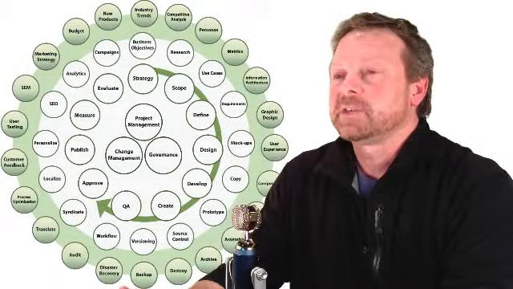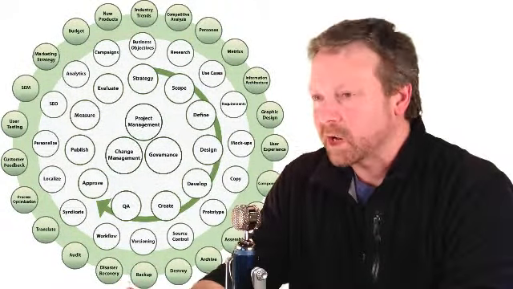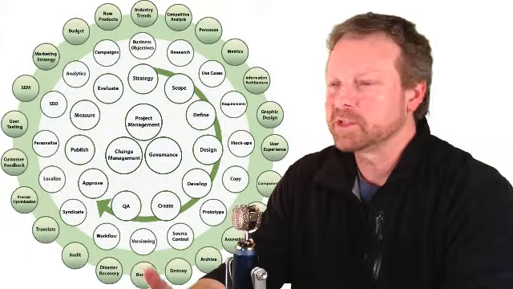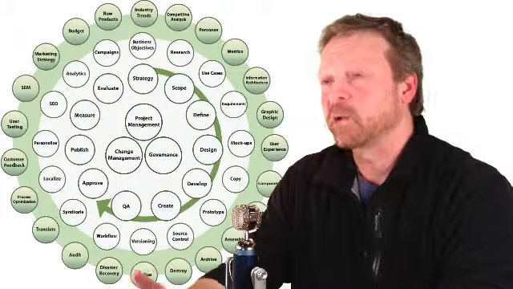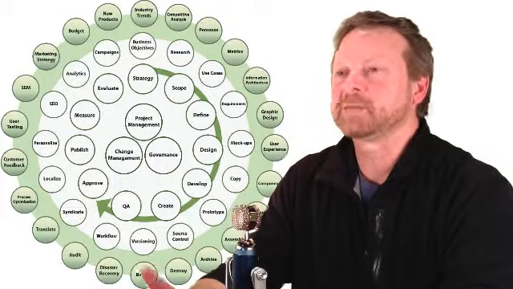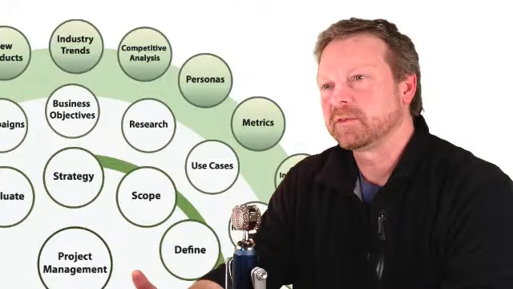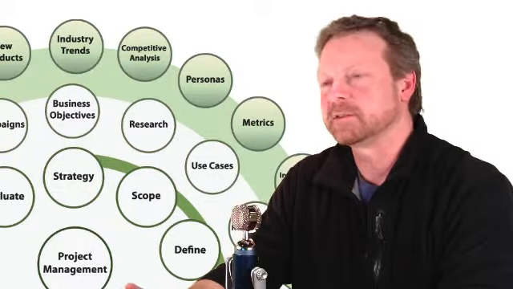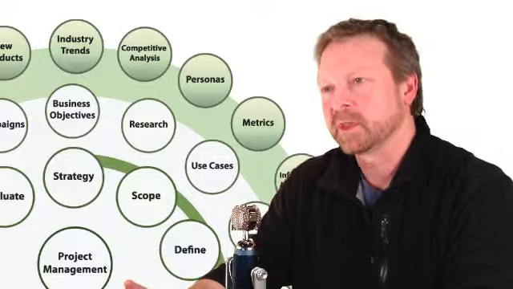Now, outside of those key activities, we have supporting activities. Now, these would be a little bit more rare. You may or may not have one or two of these, depending on the size of your organization. But again, they correlate to those key steps and the key activities. So right at the top, we've got industry trends, looking out for industry trends, competitive analysis. Those all deal with the development of business objectives and research.